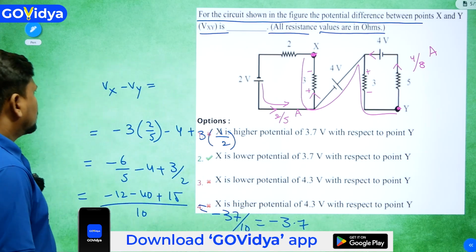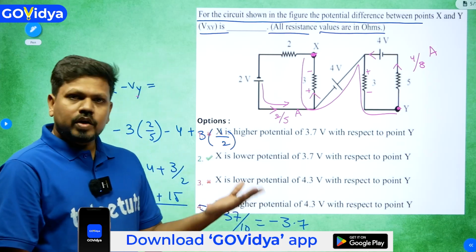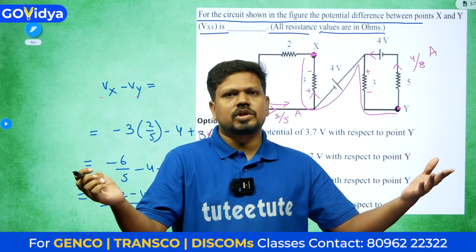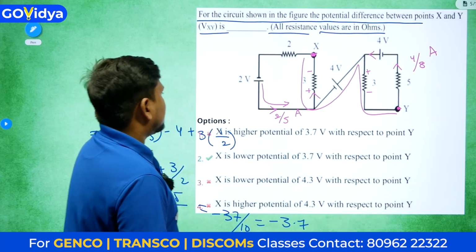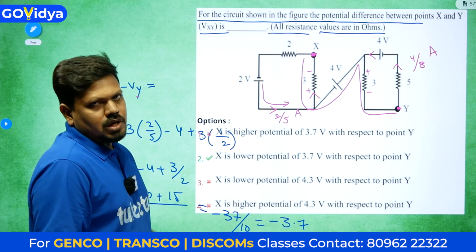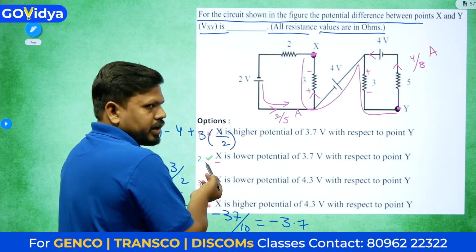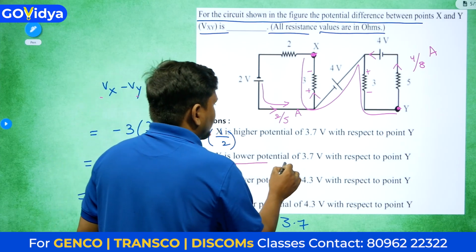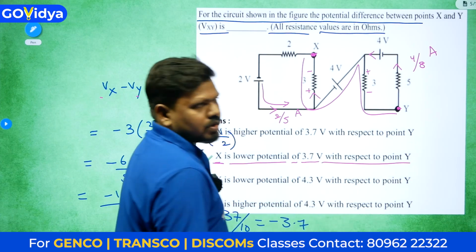So that means X to Y voltage is minus 3.7, which means Y voltage is higher. From one point to another point, if the voltage is negative, the other point is at higher potential. So X is lower potential, Y is higher potential. They have already marked the question, that's why I'm going to this option. X is lower potential by 3.7 volt with respect to point Y. So this is correct.